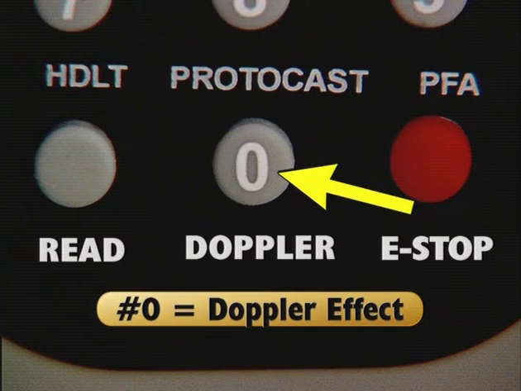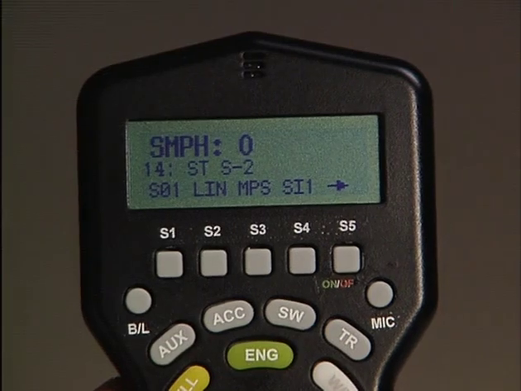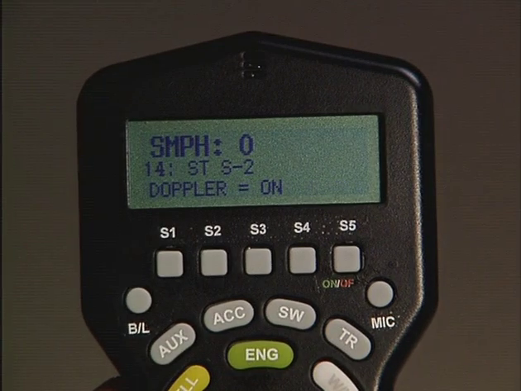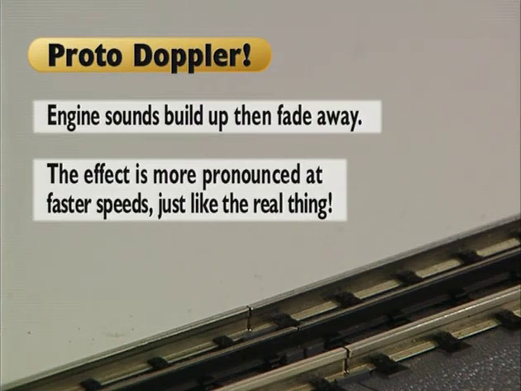Press this button to activate the Proto Doppler feature. The LCD will show Doppler on or Doppler off. Engine sounds will initially drop, then build up and fade away.